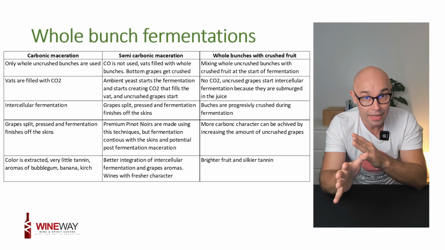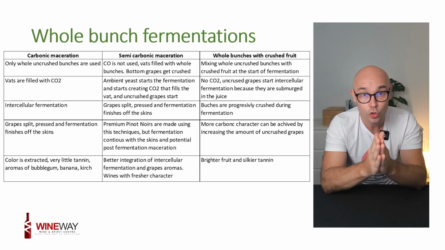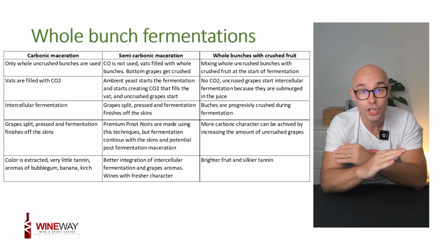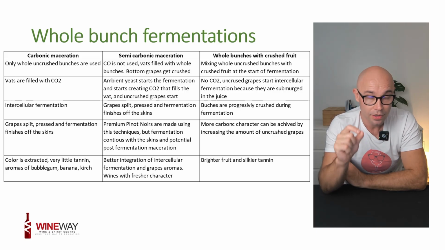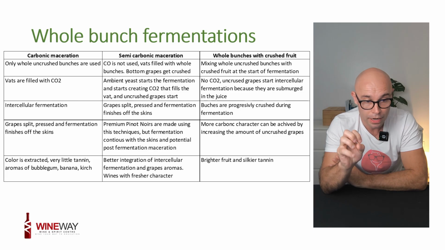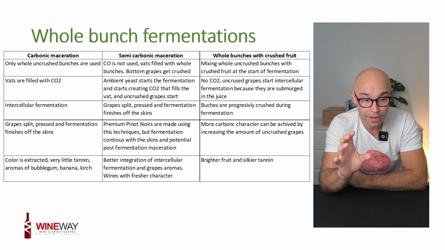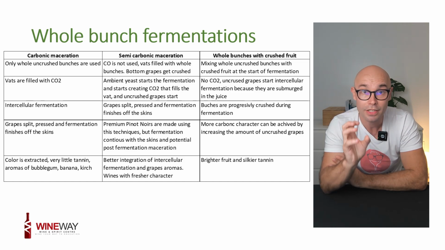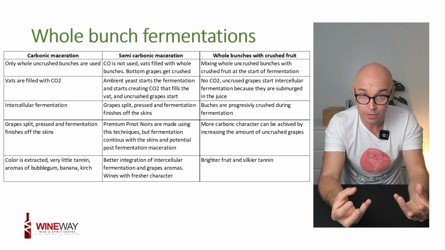It doesn't have any tannin. You press the grapes, you separate the skins from the juice, and the juice continues fermentation off the skin. As a result of this, enough color is extracted to have a pale ruby or purple color, very little, if any, tannin, and the aromas of bubblegum, banana, kirsch are created as a result of carbonic maceration.